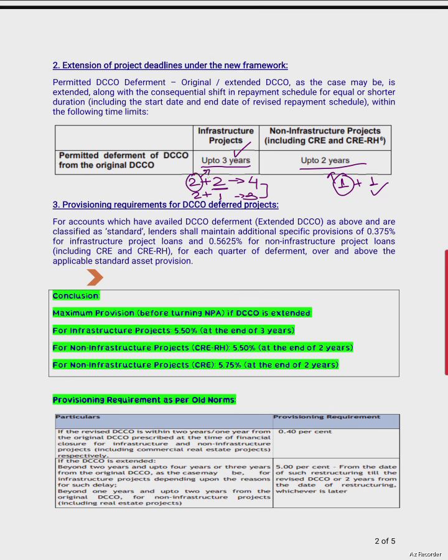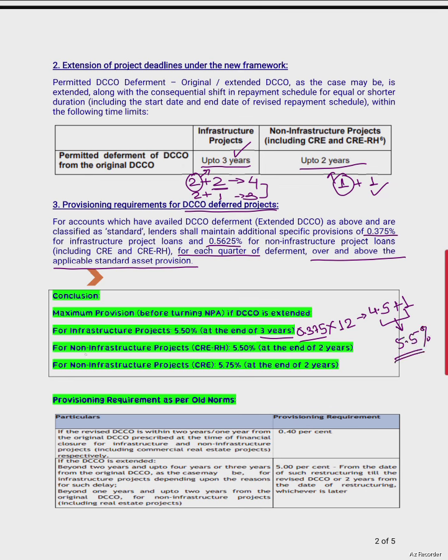Now what is the provisioning requirement for the deferred DCCO project? It says for infrastructure projects it will be 0.375 and 0.5625 for non-infrastructure projects for each quarter. Suppose it's 0.375 for an infrastructure project, and the DCCO is permitted up to 3 years, then 0.375 into 12 quarters, as this is for 1 quarter, comes to 4.5%. But it says this is over and above the applicable standard asset provisioning, that is 1%. So the overall provisioning in this case will be 5.5%.